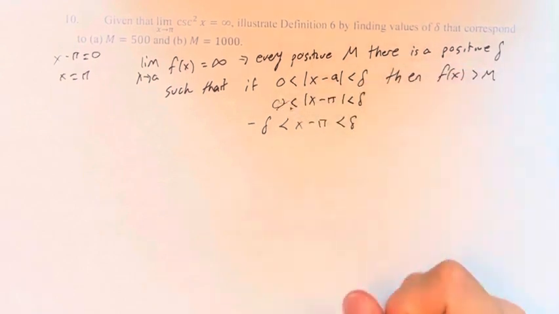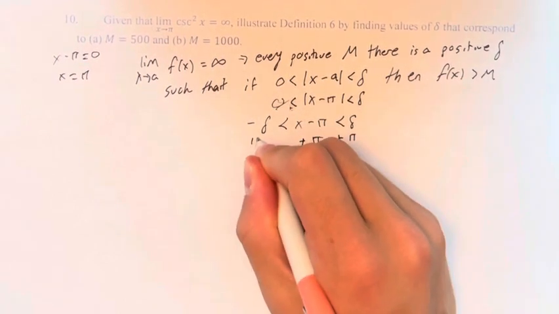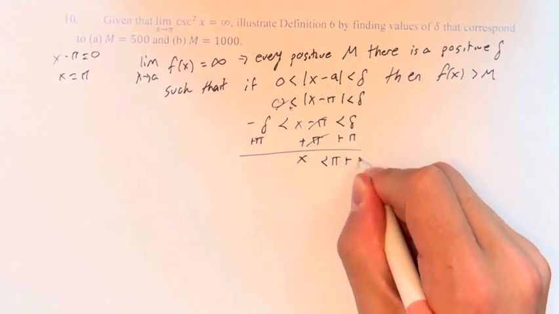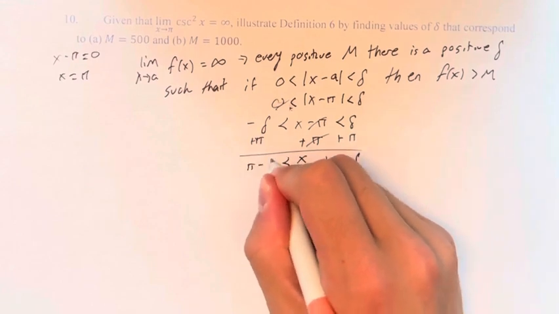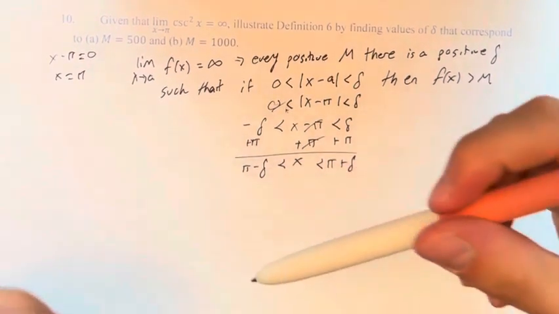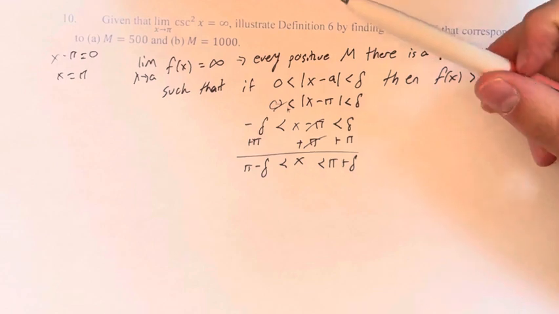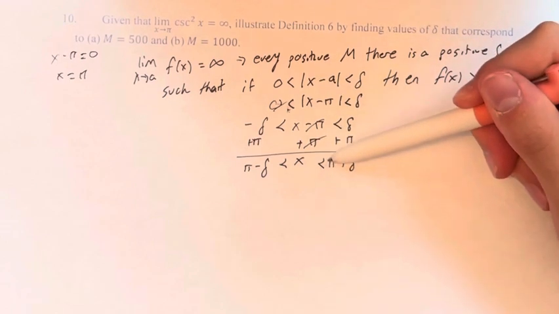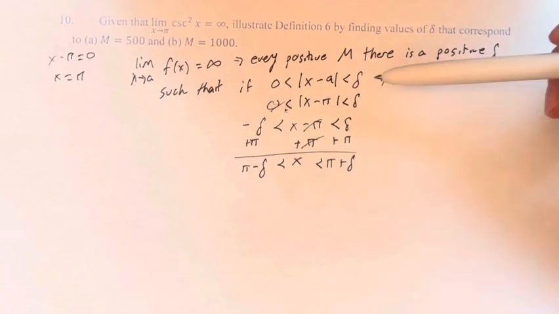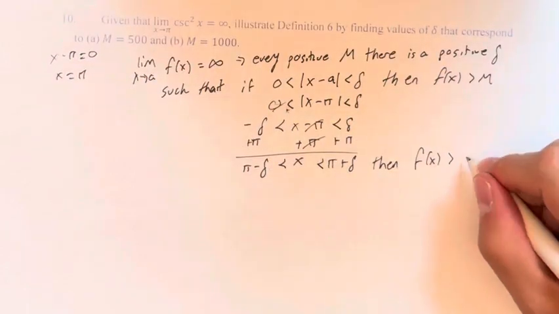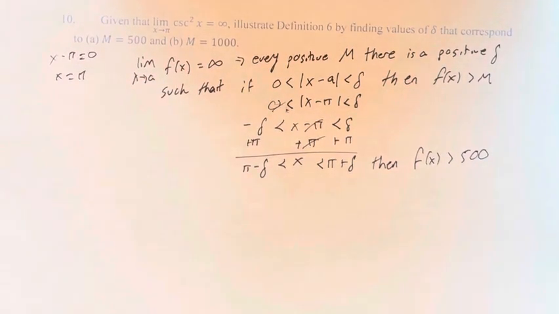So we can ignore this altogether and simply state, adding pi here, that x is less than pi plus delta and greater than pi minus delta. We're saying that there is a value delta for which, if x does not go further than delta from pi, then f of x is greater than some value. We're starting out with 500. So within a certain bound, all the values are greater than 500, and therefore we can assume that it goes off to infinity.